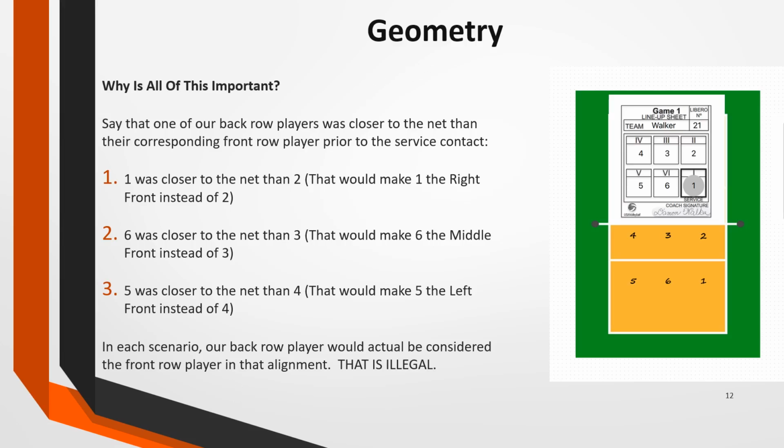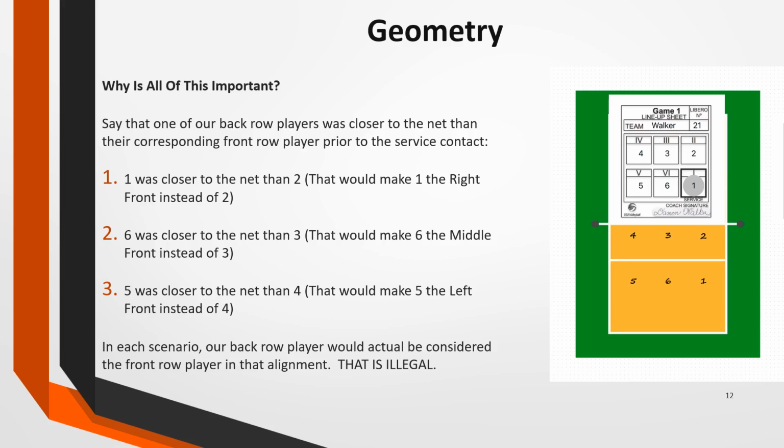So you're asking yourself, this is a lot of information. Why is it really important? Okay. Say that one of our back row players was closer to the net than their corresponding front row player prior to service contact. Let's say that 1 was closer to the net than 2. If that was the case, that would actually make number 1 the right front instead of 2. It would make 2 the right back. But we know that 2 is currently the right front.